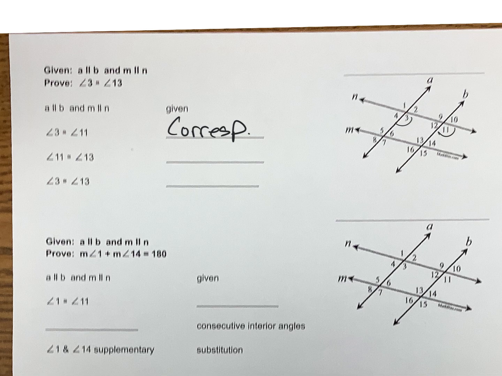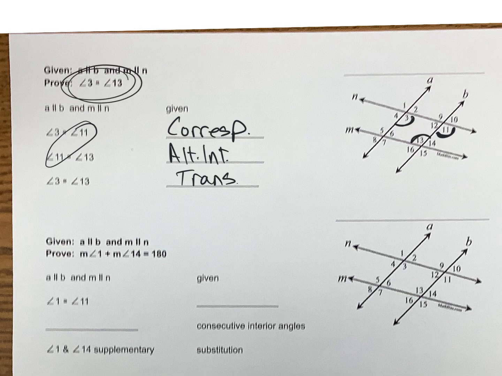All right, and then we have angle 11 and 13. They say those two are the same. Alternate interior angles. Okay? And therefore, if 3 is to 11 and 11 is to 13, somebody else, why is 3 congruent to 13? Transitive property.